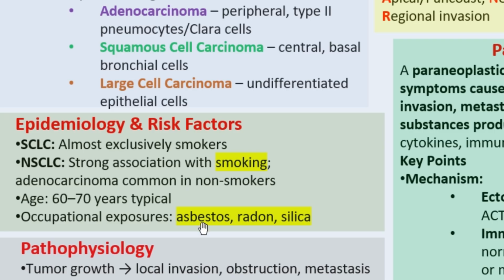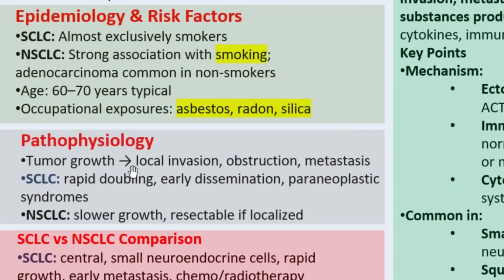So when you look at the pathophysiology, what's going to happen is that we're going to have tumor growth, and then a tumor can cause the following. It can either cause a local invasion, it can cause an obstruction, or it can metastasize. And then small cell lung cancer has a characteristic of rapid doubling. The non-small cell lung cancer may take around 400 days to double in volume, but the small cell lung cancer may actually double within a short time, within a period of about 40 days. And it has early dissemination, so it spreads very fast, and it has paraneoplastic syndromes a lot.